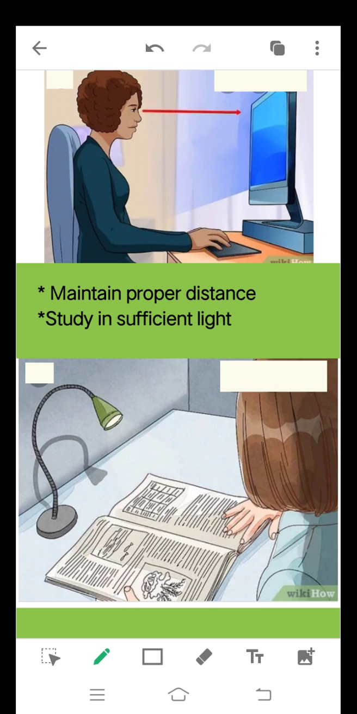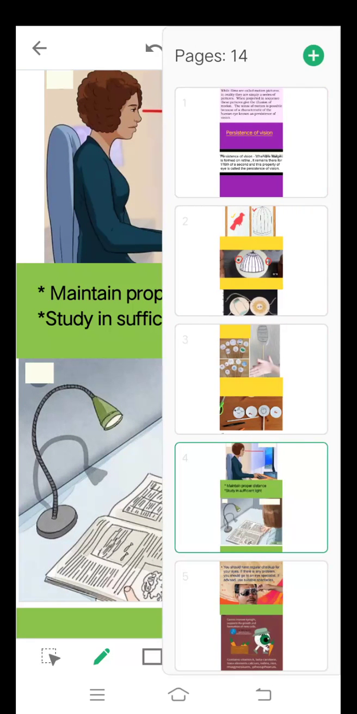When you're studying, see to that there is sufficient amount of light. Do not study in dim light, because you will have to strain your eyes, and that straining your eyes can damage your eyes and can cause vision problem in future. So therefore, whenever you study, see to that there is sufficient light available.